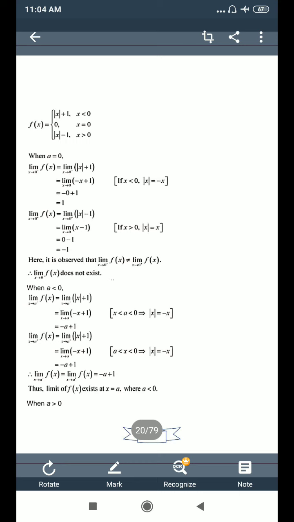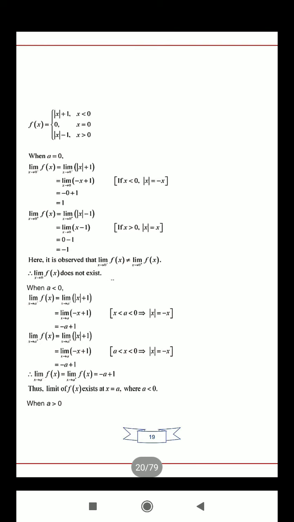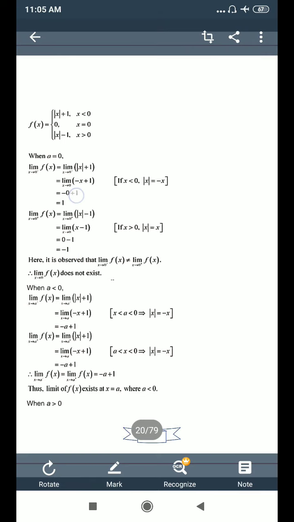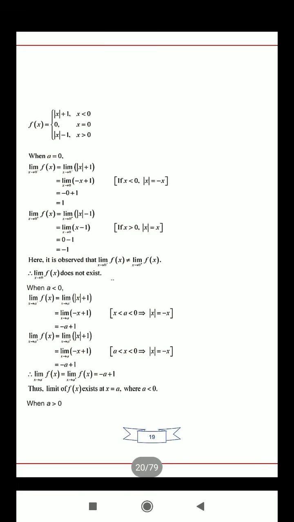Now at x equal to 0, we will calculate the right hand limit. So we will write limit x tends to 0 plus f(x). For 0 plus, we will use this as a function, modulus of x minus 1. But when x is greater than 0, means 0 plus, modulus of x is x only. So I have replaced this by x. In the earlier one, I replaced modulus of x by minus x; in this one, by plus x. So put x equal to 0, you will get minus 1. So at a equal to 0, your left hand limit is not equal to right hand limit. So at x equal to 0, the limit of f(x) does not exist.